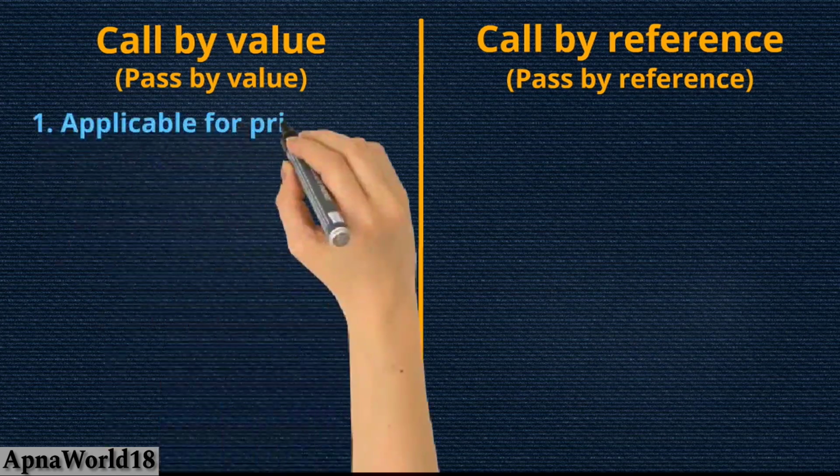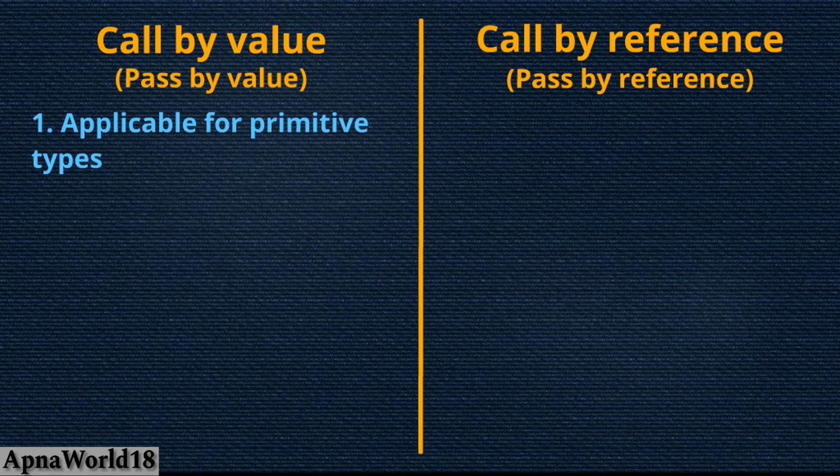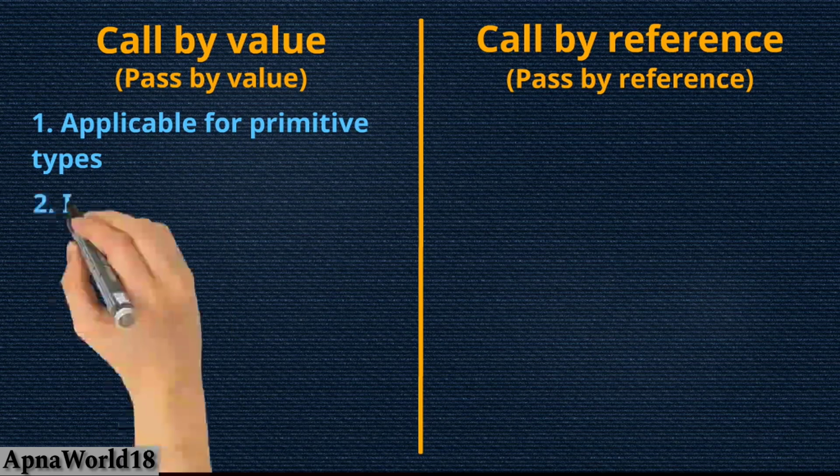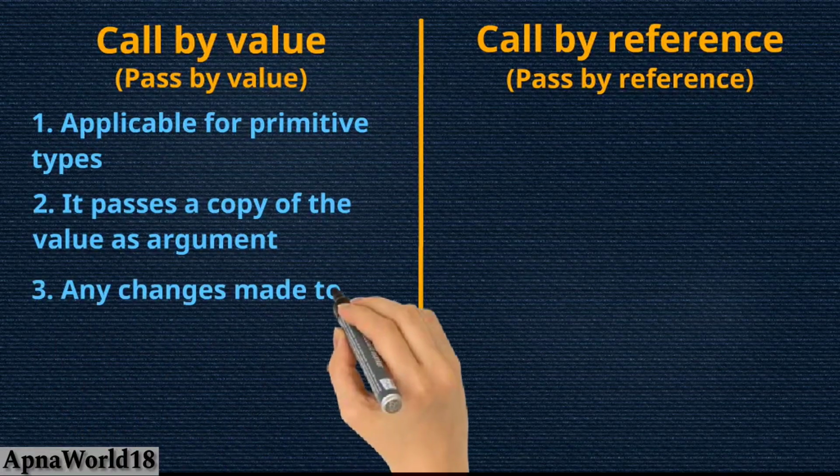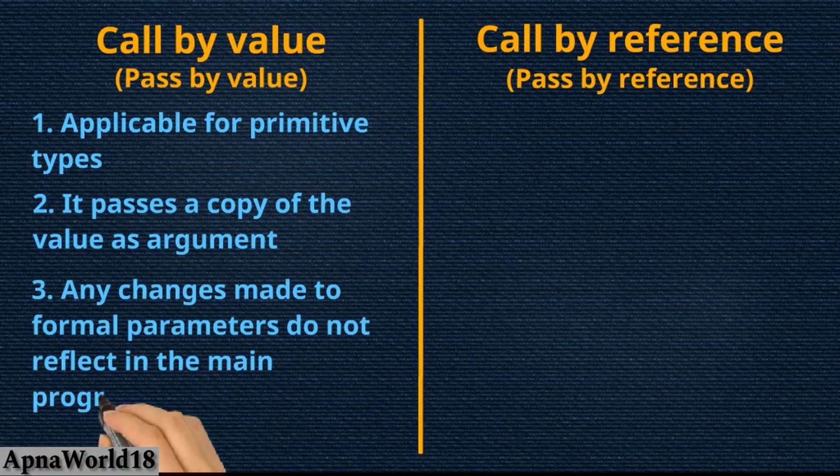It is applicable for all primitive types in Java like int, char, etc. It passes a copy of the values of actual parameters into formal parameters. Any changes you make to the formal parameter do not reflect in the main program or do not alter the actual parameter in any way.